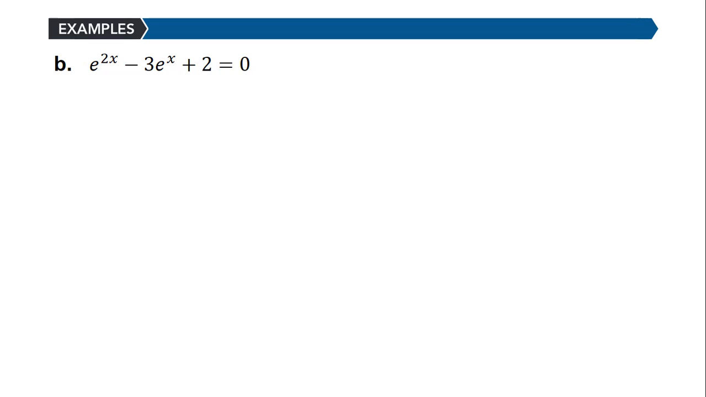And here's one more. We have e to the 2x minus 3e to the x plus 2 equals 0. If you don't want to use u substitution, you could just factor it initially, just remembering that the factors of e to the 2x are e to the x and e to the x, right? Because e to the x times e to the x, like bases, we add the exponents, x plus x is 2x. And then the factors of 2 whose sum is 3 would be 2 and 1. And we know they have to be the same sign, and they have to both be negative. So we have e to the x minus 2 times e to the x minus 1 equals 0.